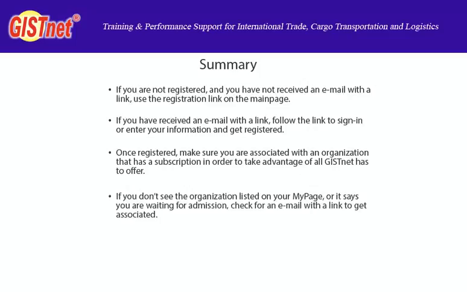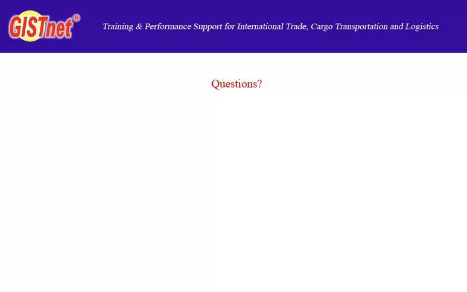If you don't see the organization listed on your My Page, or it says you are waiting for admission, check for an email with a link to get associated. If all else fails, contact your training administrator or staff at GISTnet for assistance. If you have questions about registration, please call or email us.